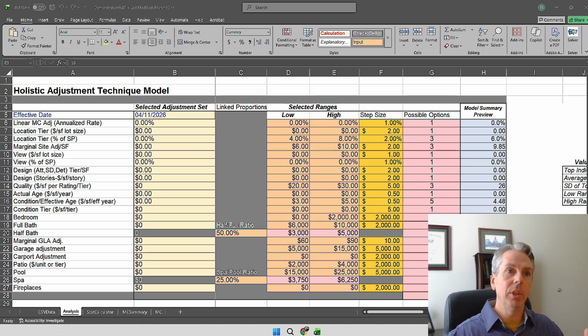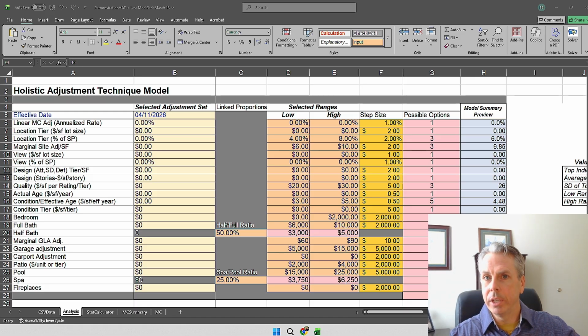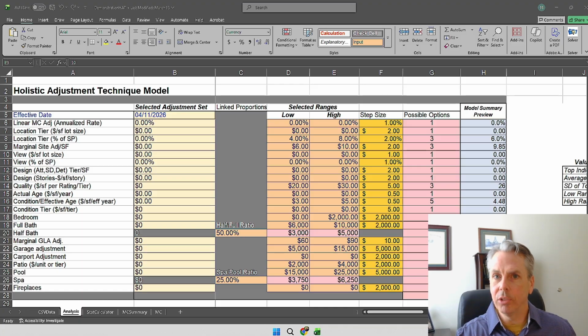So again, this is just a brief overview. There's a lot of things going on here, and you do see this in an Excel workbook. That's how I use it. The holistic adjustment technique is not a workbook. It is a method. And what I've shown you, I want to be able to be constructed in many different frameworks. That is my ideal.